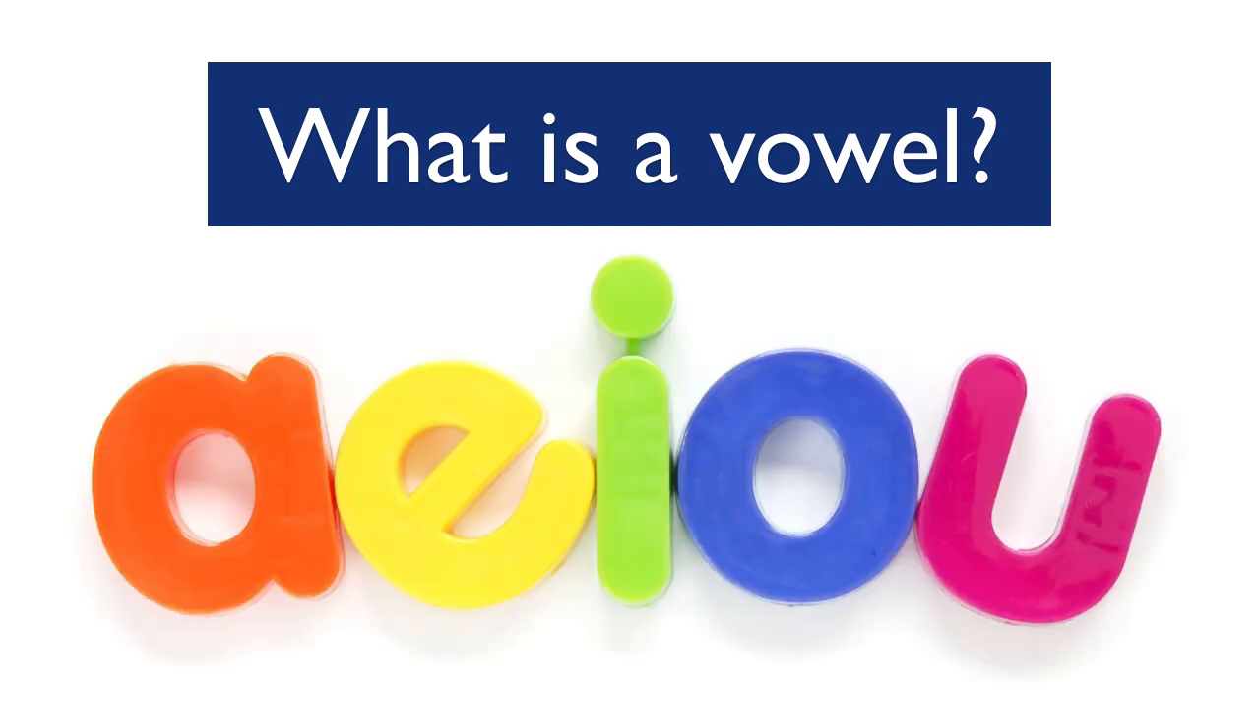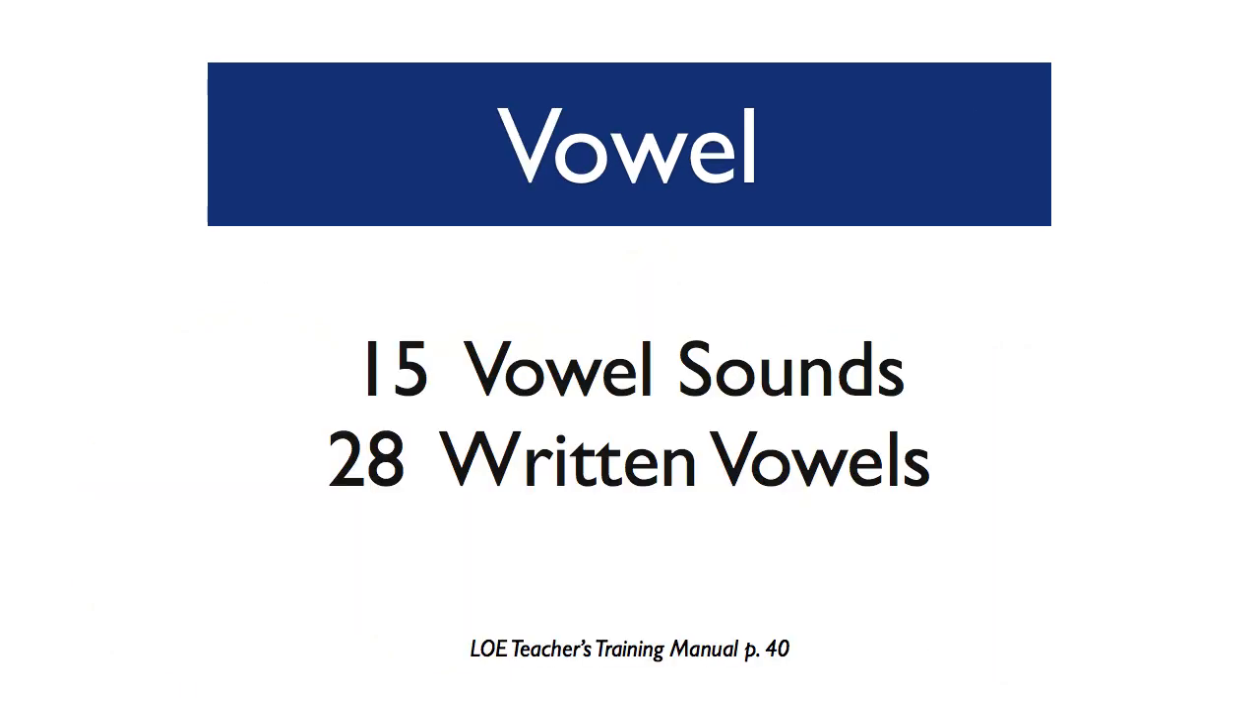A, E, I, O, U, and sometimes Y. And across the nation, we can recite this like we can recite the Pledge of Allegiance together. We all know this. And we know it across generations. But what's too bad is it's an incredible oversimplification. Because in English, there are 15 vowel sounds and 28 written vowels. Yet we've been taught five, maybe six.